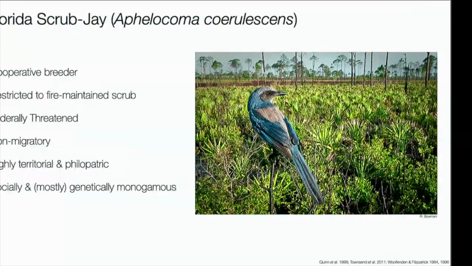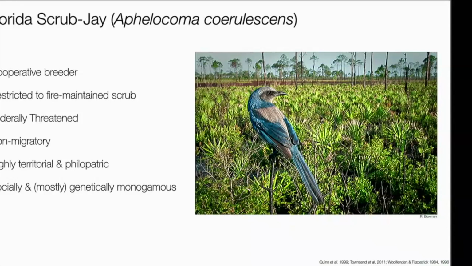A lot of the work done in the lab is with this beautiful bird, the Florida scrub jay. This bird is a cooperative breeder, which means that offspring often delay dispersal and stay at home to help parents raise future generations. It's restricted to this really unique fire-maintained scrub habitat, which you can see in the photo. It is restricted to the state of Florida and the southeastern United States.